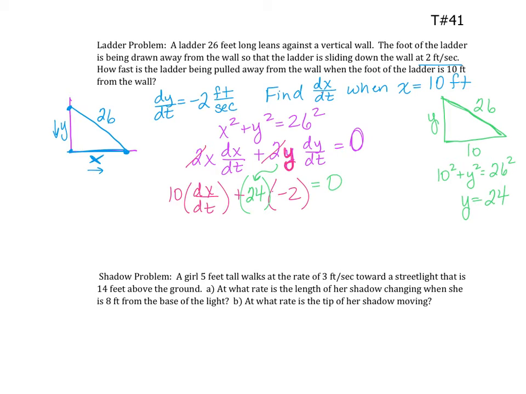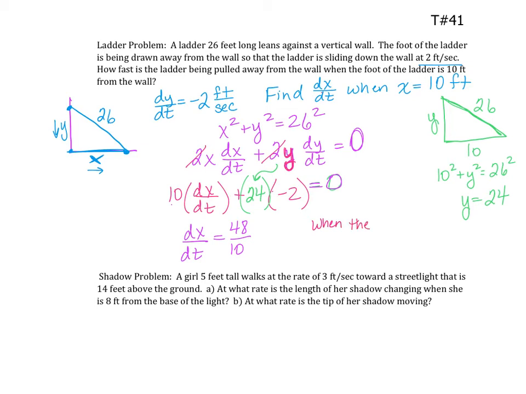I still have the equal 0. So let me finish the problem. I can visualize it in my head. I can say, okay, if I'm solving for dx dt, this negative 48 is going to go to the other side, so it's going to be positive. I'm going to divide by that 10, so of course I get 4.8. So I could write my statement. I'll write it real small right here.